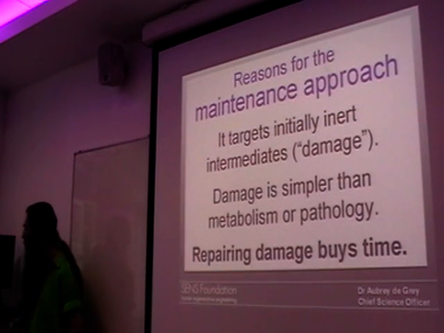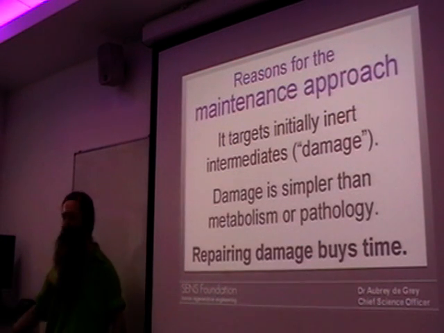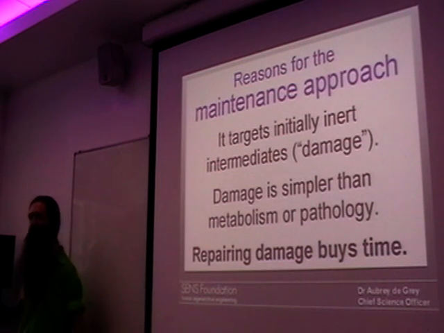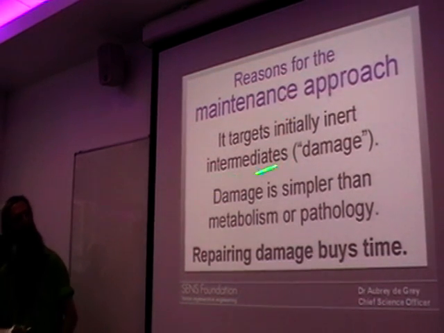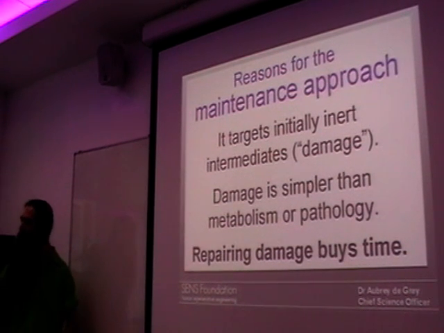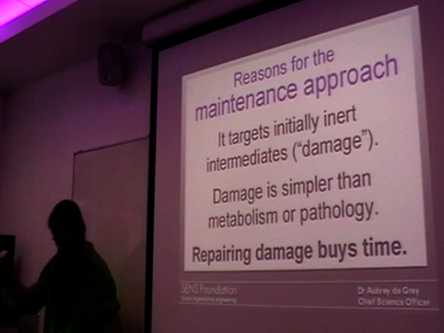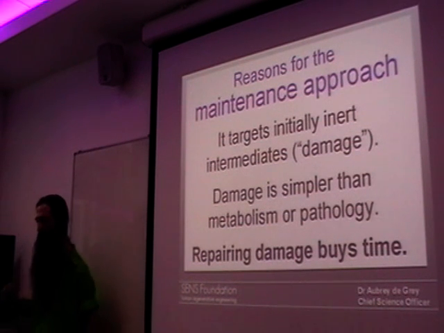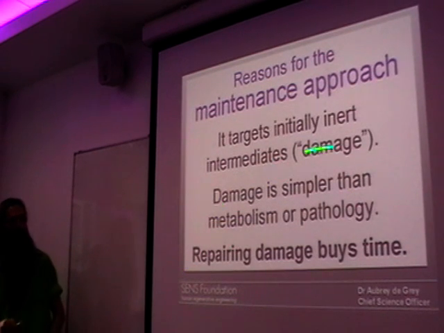What I'm going to talk about now is something a little bit more long-term for the next couple of minutes, which is longevity escape velocity. So I've told you so far that the maintenance approach is very promising because it targets the weak link, the natural place, so to speak, in the chain of events that goes from being alive to being dead. It's also good that damage is so much simpler.